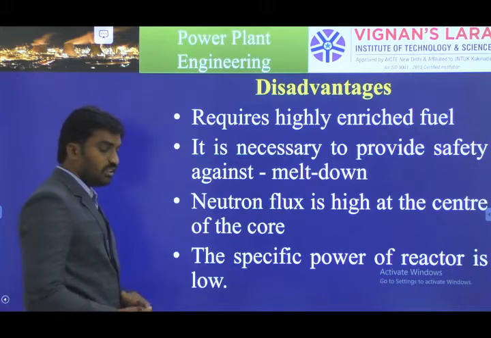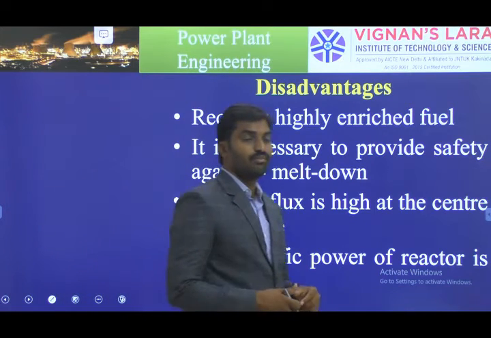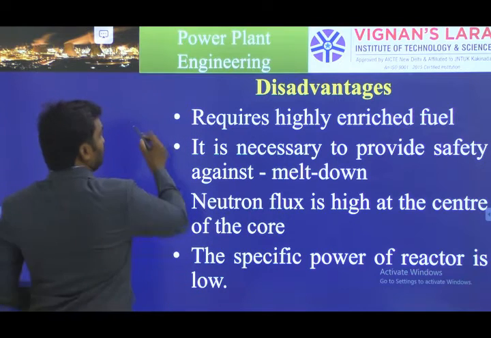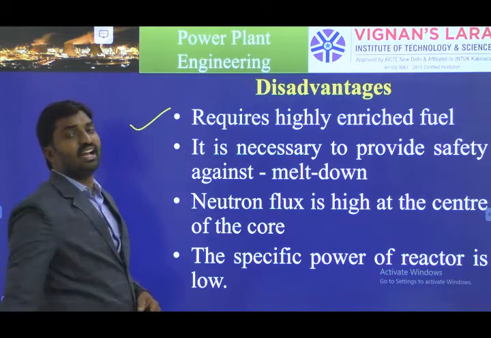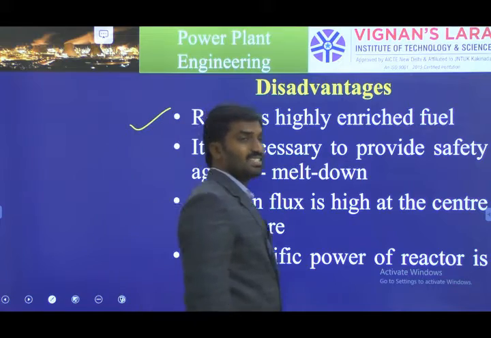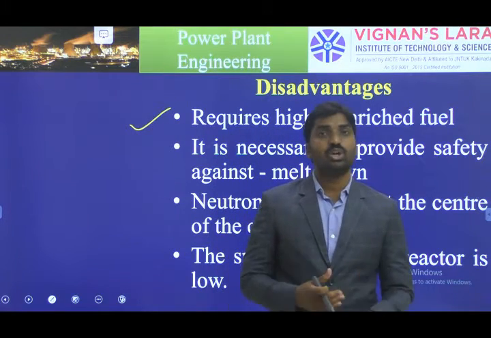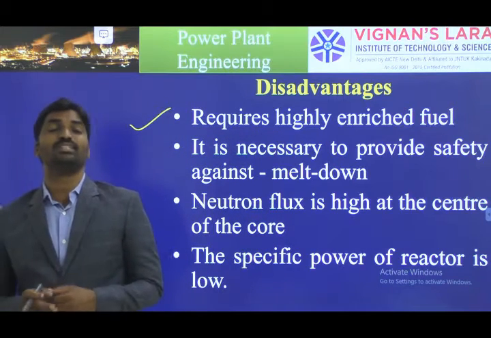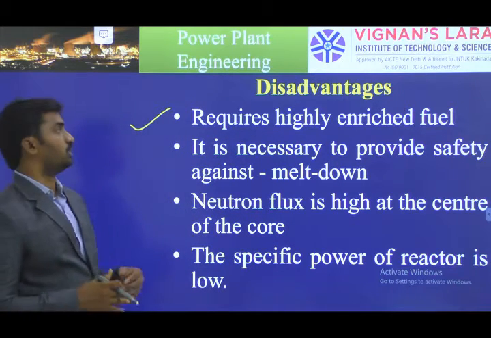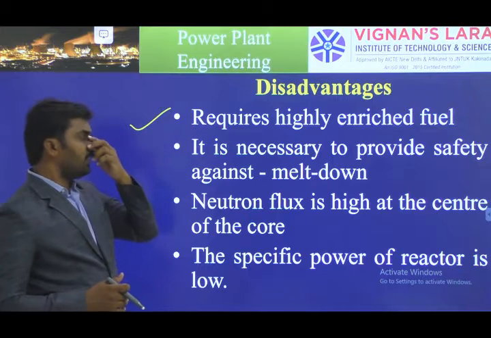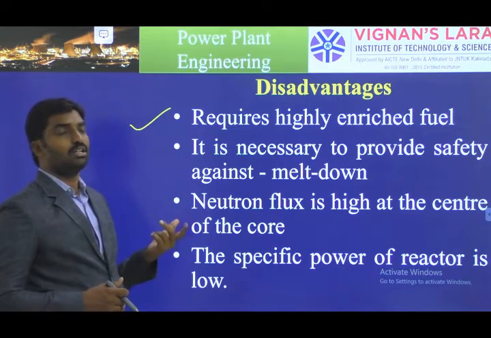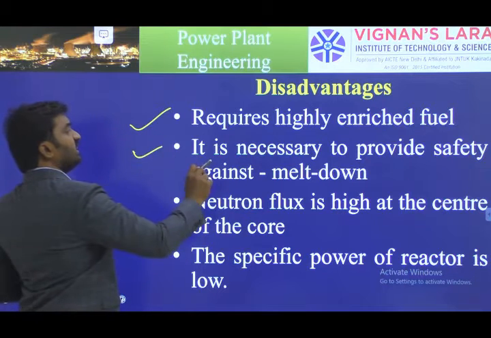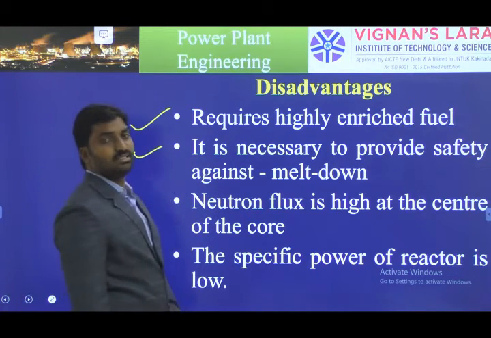But it has some disadvantages also when using fast breeder reactors. So what are the disadvantages of a fast breeder reactor? The first thing is it requires a very highly enriched fuel, so it's a costly fuel. When we use natural content, the price is lower. But if you want to do any enrichment process, it is a very costly process. That's why it requires a very highly enriched fuel, and the cost of functioning is very high. It is also necessary to provide safety against meltdown.